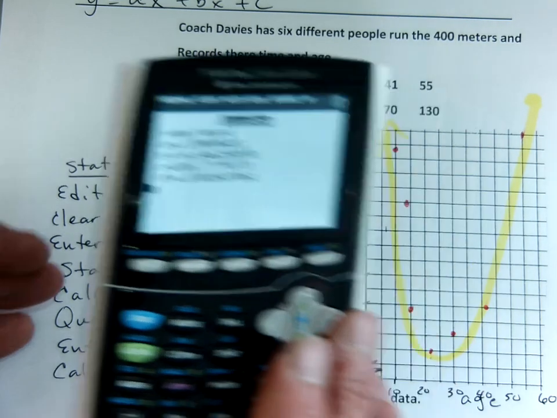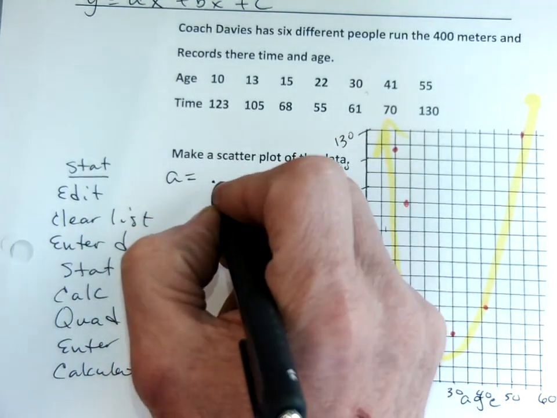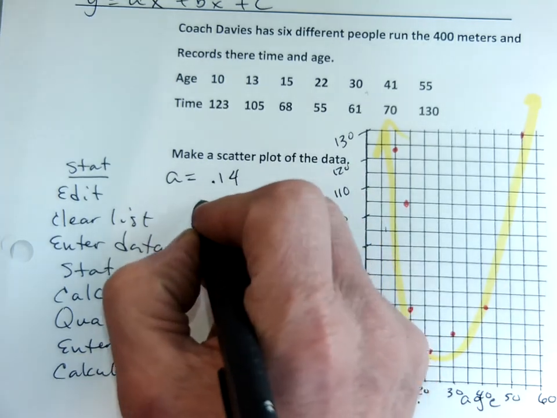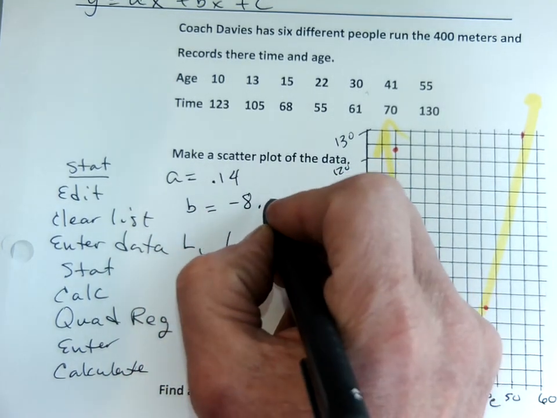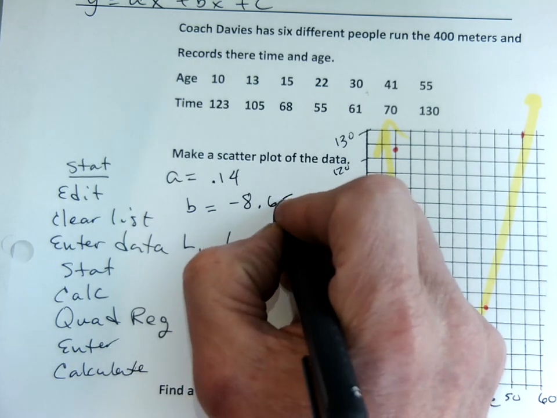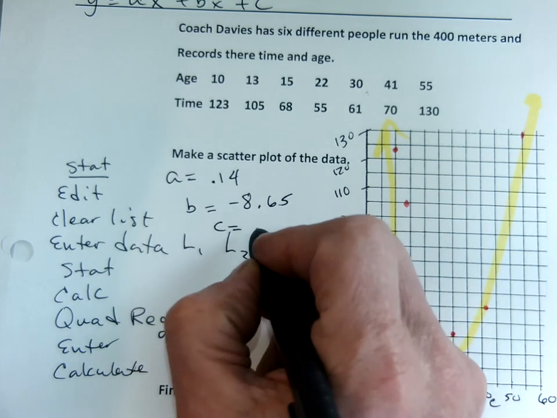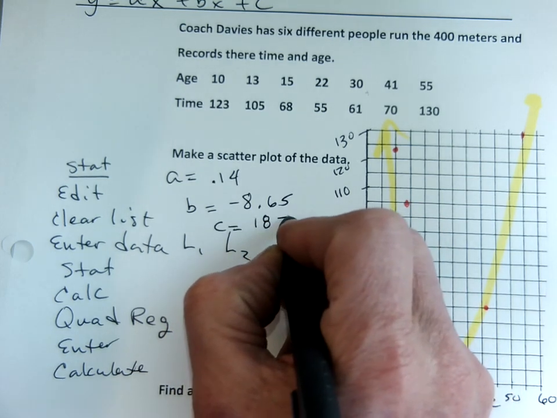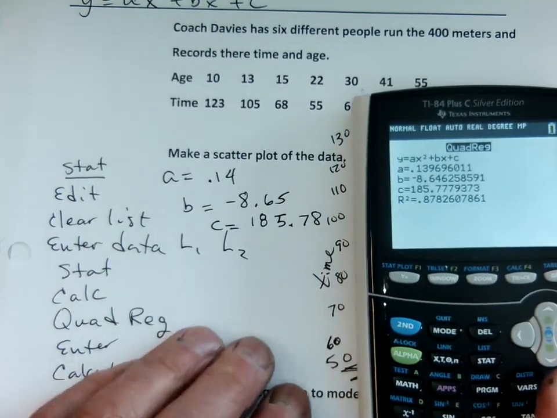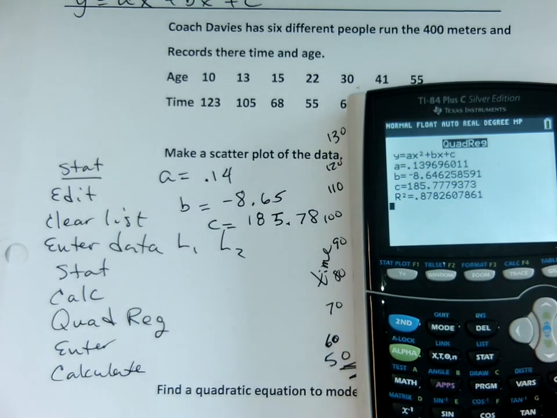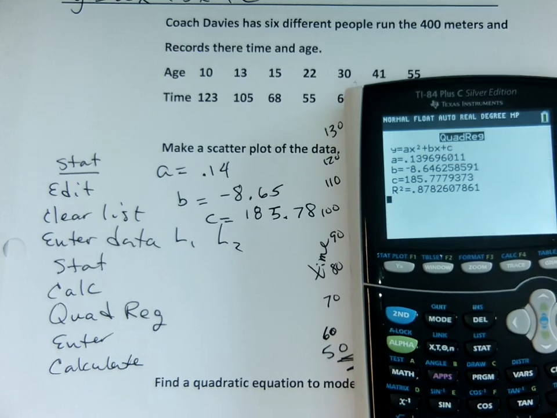There we go. So I know in my answer, my A is, we'll round up, 0.14. I've got B is negative 8.65. And C is about 185.78. Okay, did you guys get those answers? Yes? And we'll talk about the R2 in a minute. It doesn't give us an R, it gives us an R squared. It won't matter.